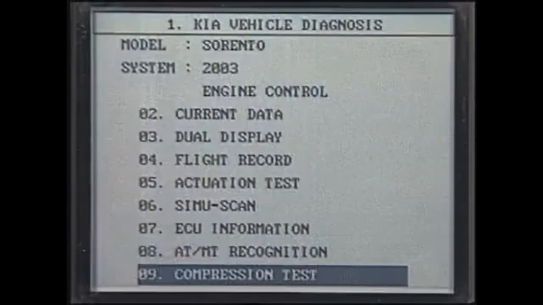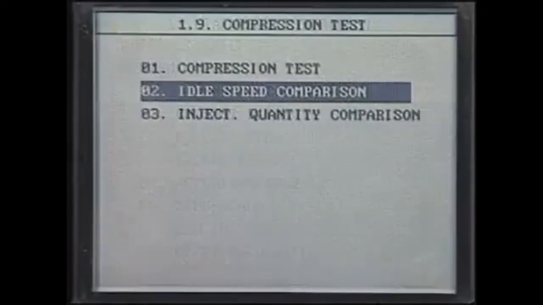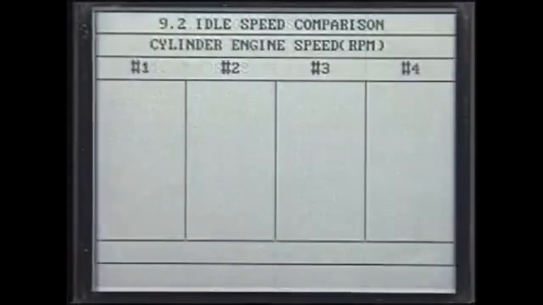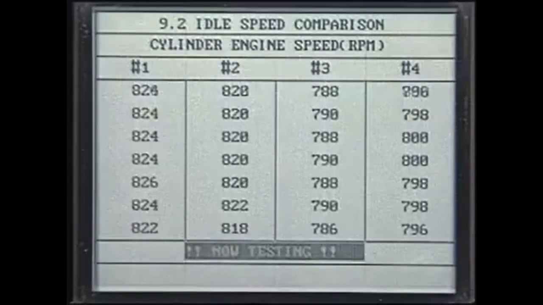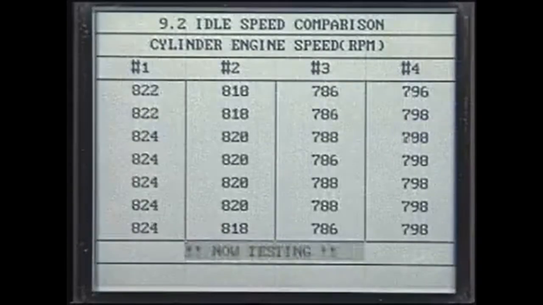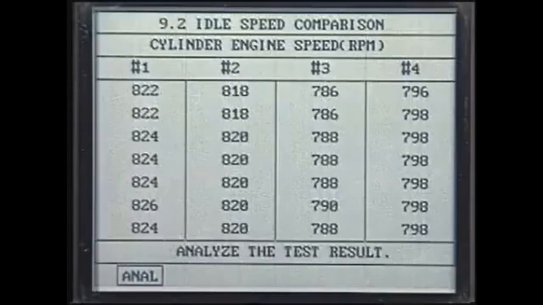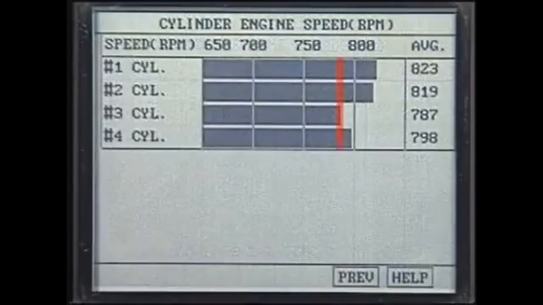For the high scan test, you should check the idle speed comparing test mode in the compressed pressure test mode. As you can see on your screen, the idle speed comparison test mode is being operated. Let's find out the results. As in the back leak test, the number 3 cylinder RPM is reduced. By conducting these two tests, you can assume that the number 3 injector is defective.